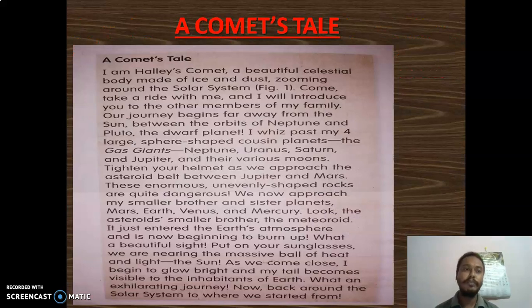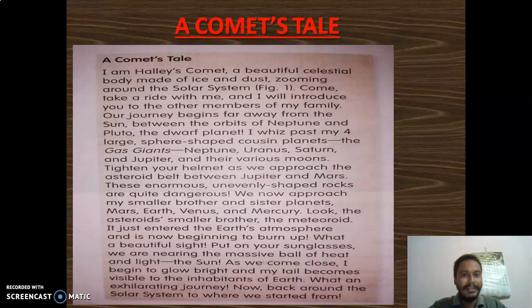Now this is something given in your book in the beginning, a comet's tail. A comet is itself a celestial body. When we read this story of a comet's tail, we'll come to know what the other celestial bodies are. So let us read it and find what the other celestial bodies there are.